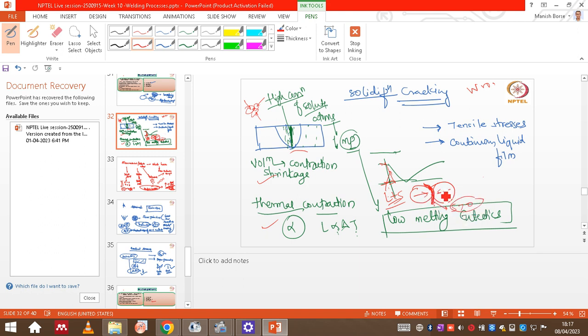Because the last solidifying region contains a continuous liquid film, as well as tensile stresses that develop because of volume contraction and thermal contraction, this liquid film will undergo tearing, right? It won't sustain the load because of those tensile stresses, so it will tear. So solidification cracking will mainly happen in the higher temperature range, and the main reason is the continuous liquid film as well as tensile stresses, right?